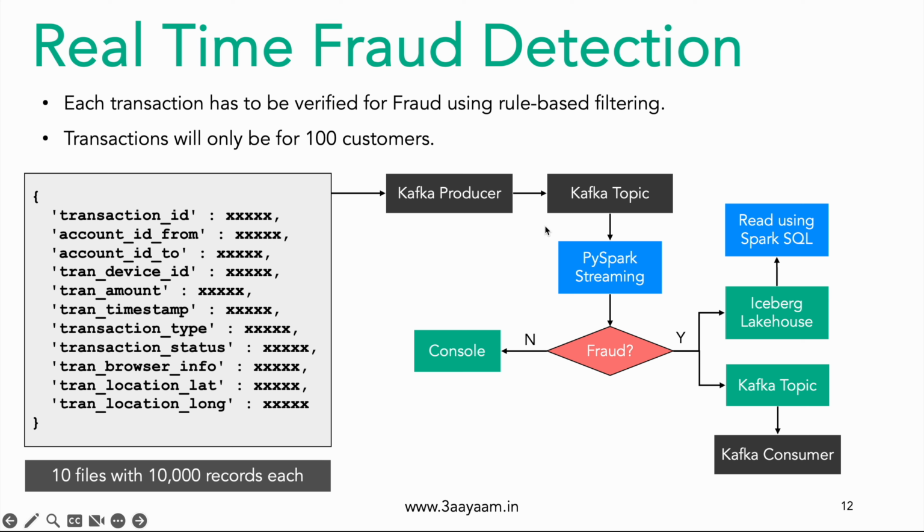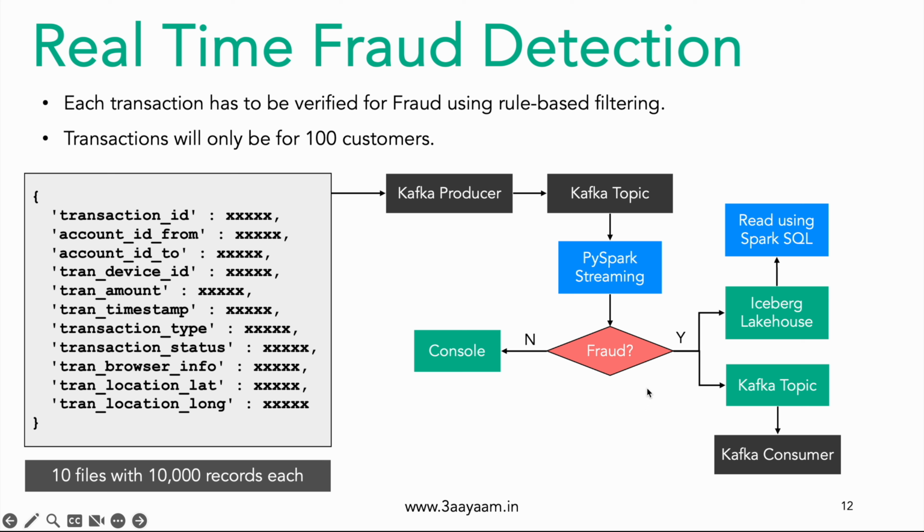After each transaction with this record format is sent to the Kafka topic, PySpark streaming would capture the record from the Kafka topic and do some processing. How the processing would be done, I'll tell you in the next slide. But once the processing is done, you'd find out whether the transaction can be a potential fraud or not.